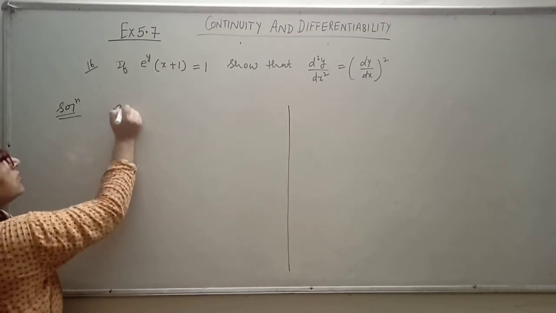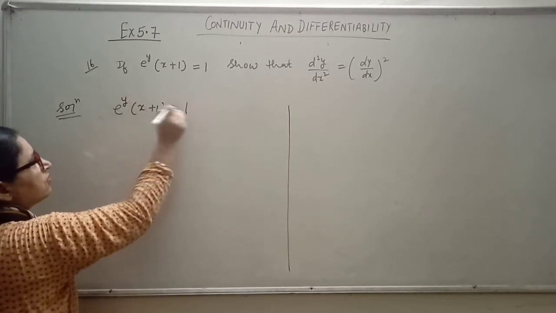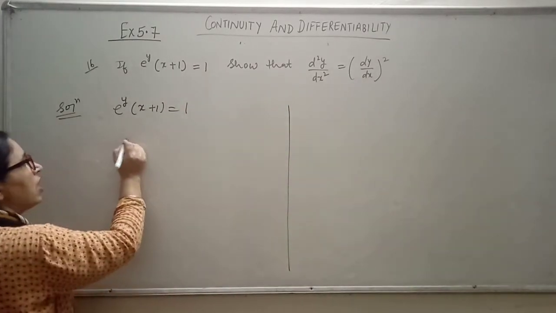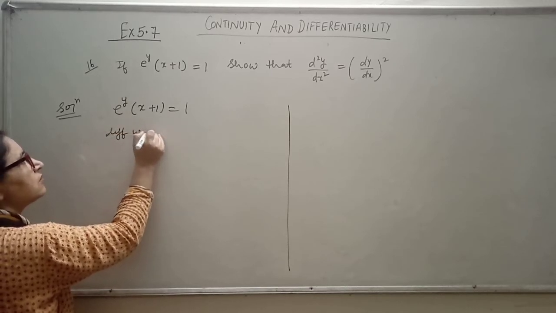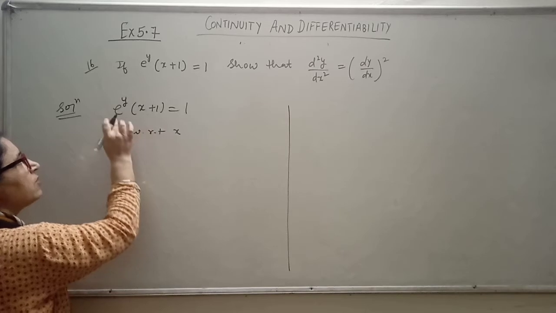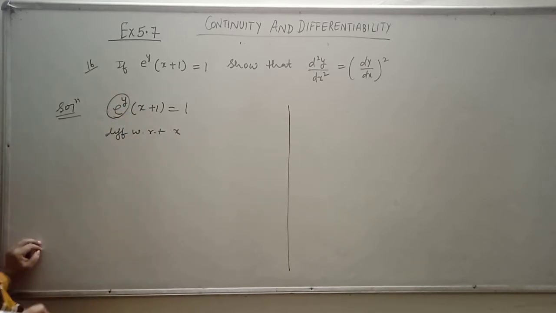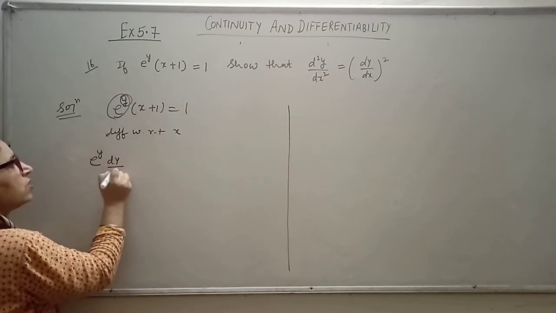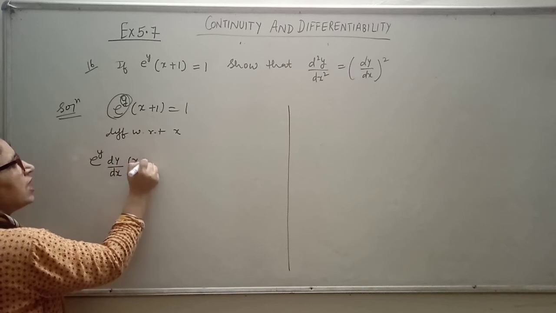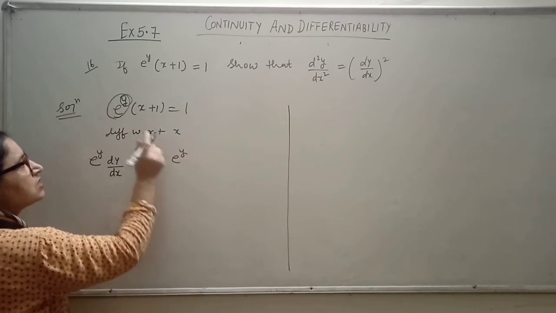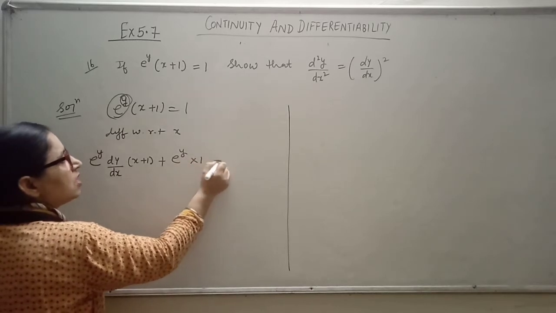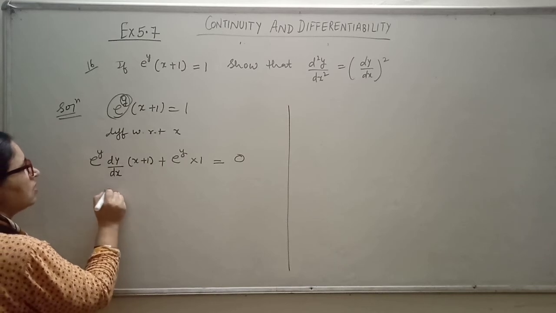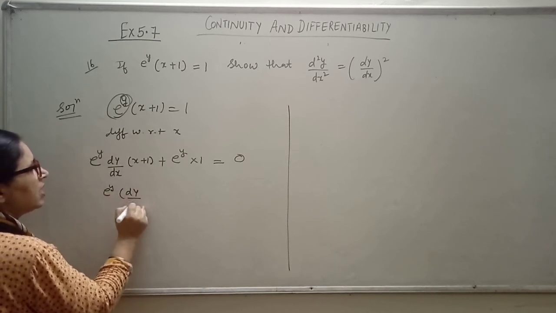And students, your question is: e raised to power y times (x plus 1) is equal to 1 is given, and you are to show that the second order derivative is equal to the square of the first order derivative. So I am differentiating it with respect to x. First of all I am taking the derivative of e raised to power y, which is e raised to power y, and the derivative of y, because we are differentiating with respect to x. So it becomes x plus 1 as it is, plus e raised to power y as it is. Now the derivative of x plus 1 is 1, equal to the derivative of 1 which is 0. Now you can take dy by dx.